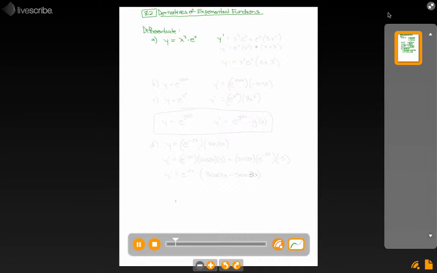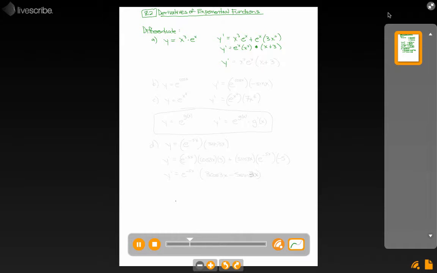So hopefully this jumps out to you as a product rule question. I say the first function times the derivative of the second plus the second function times the derivative of the first. If I factor that a little bit, I can take out clearly an e to the x. I can also take out an x squared, and what I'll have left over here is x plus 3.